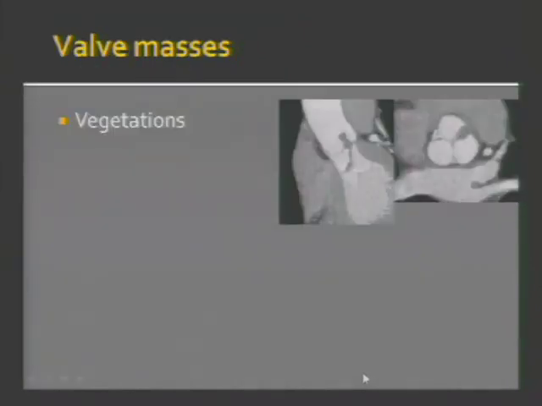And there's a wide variety of masses that you can encounter. You can see vegetations. This is a coronal oblique LVOT image, and you can see a valve vegetation dangling down into the left ventricle. Here is an oblique axial plane looking at the aortic valve. Again, at the right-left commissure, you can see that valve vegetation. Now, important thing to remember, we can see it, yes, but the reason to do a CT or MRI is not to pick up valve vegetations, but more importantly, to look for complications. This is something that we are better at than echo.